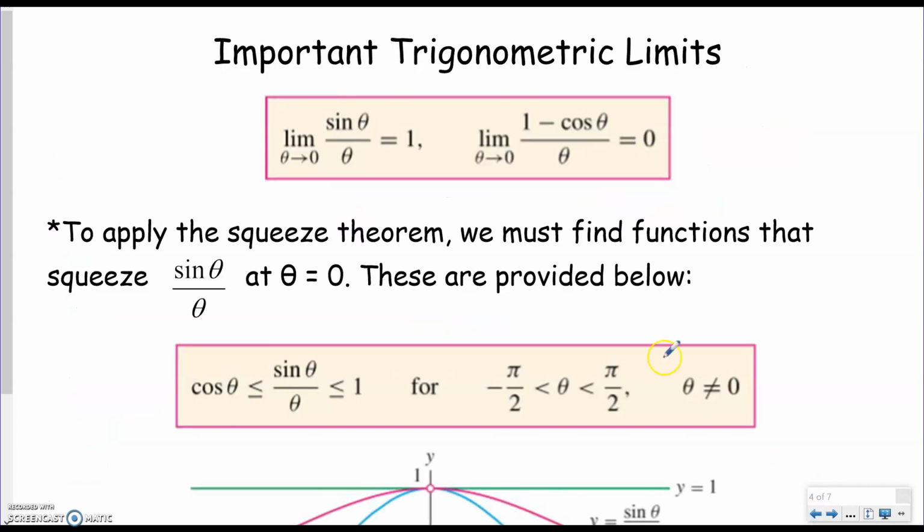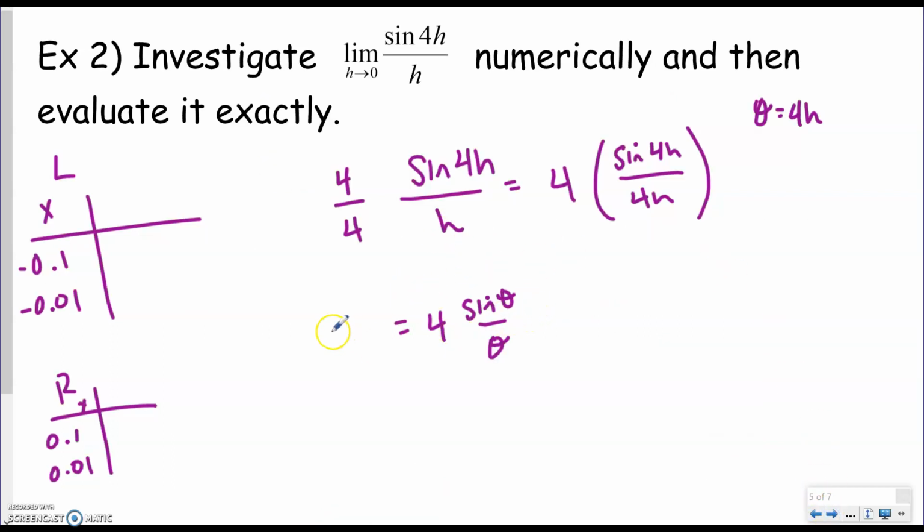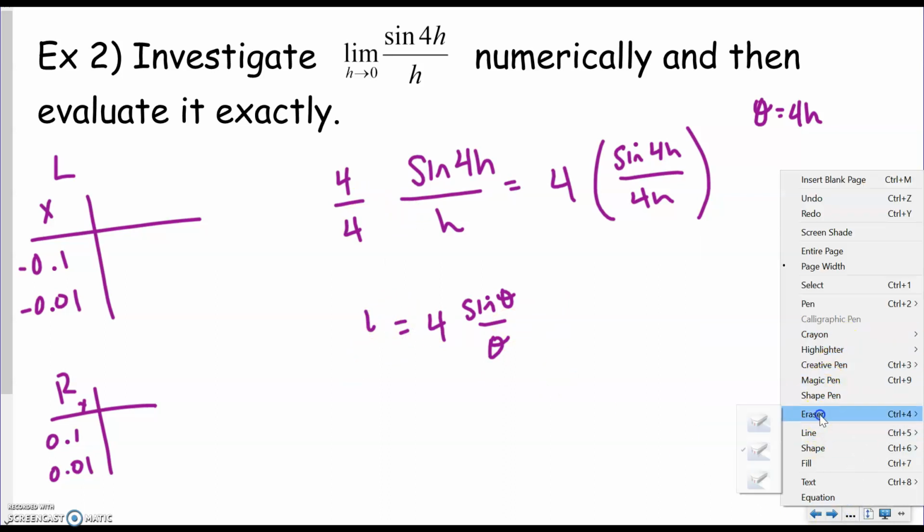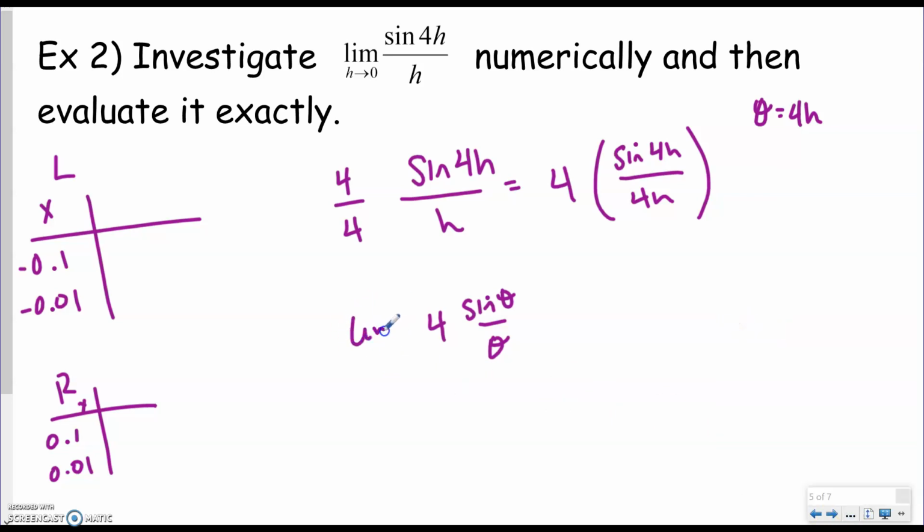Now, if you go back to this one that you need to memorize, sine of theta over theta as theta approaches 0 is 1. So this is really the same as saying, sorry, h approaches 0 means theta approaches 0. The limit as theta approaches 0 of 4 times sine of theta over theta, we can bring that 4 out front and then do 4 times the limit of sine of theta over theta as theta approaches 0, which is 1, and we get 4. Now, if you check that over there, you should see that it's about the same.